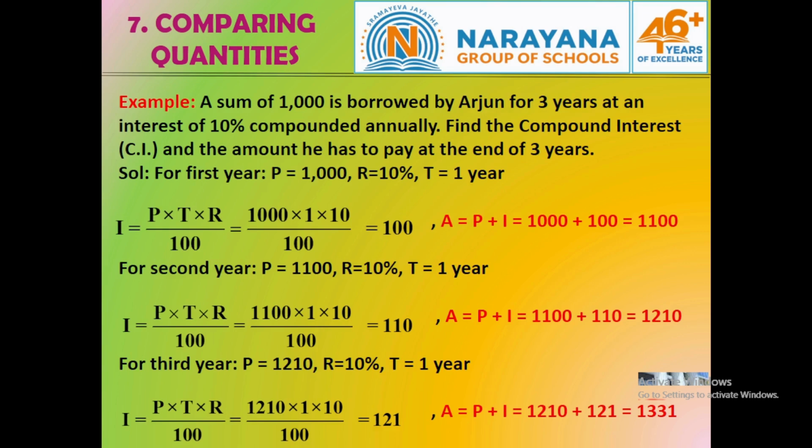So for the third year, principal amount is 1210. Rate of interest is 10% and time is equal to 1 year. See, here the principal amount is changed from year to year. First year we are paying interest only for 1000. Second year we are paying interest for 1100. And the third year we are going to pay the interest for 1210. That principal amount is changed from year to year. After 3 years, the total amount becomes 1331 rupees. I hope you understood the problem, the concept.